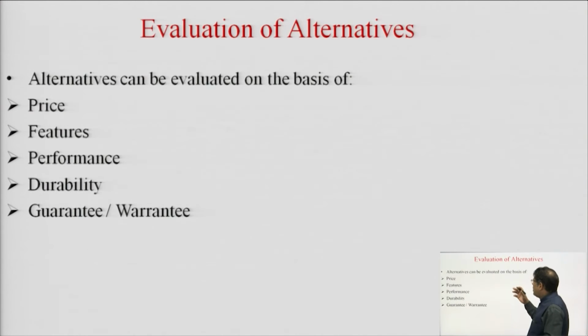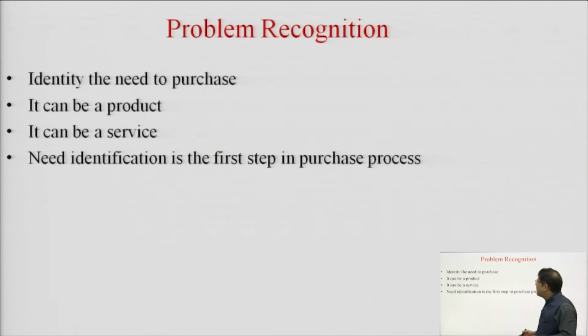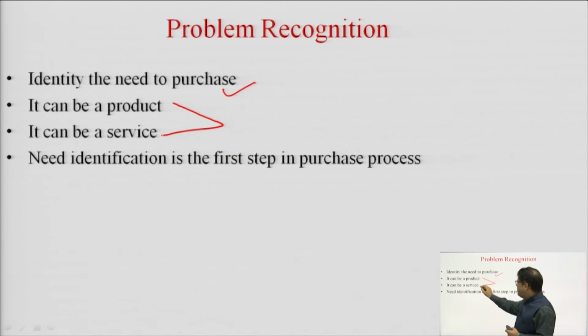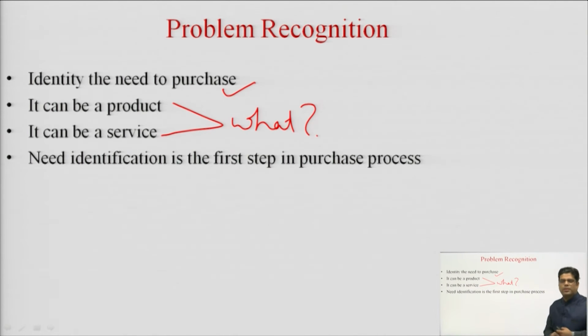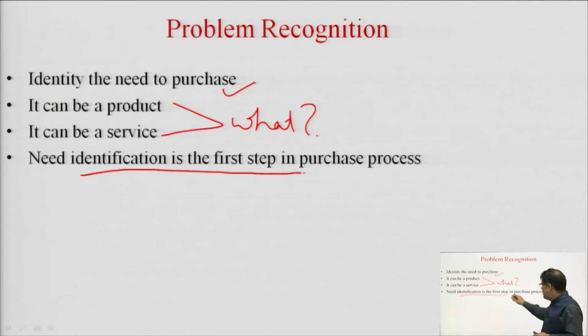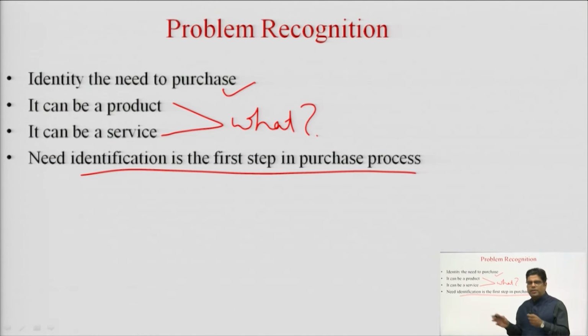Now, we talk about each and every step in detail. So, we talk about the problem recognition. Problem recognition means identify the need to purchase. So, first of all, we have to recognize or identify the need to purchase. What can be purchased? It can be a product or a service, because we know that the needs of a consumer are fulfilled by either a product or a service. So, these are the two utility items which can fulfill the need of a customer. And then of course, the identification of need is the first step in the purchase process. So, that is the first step.